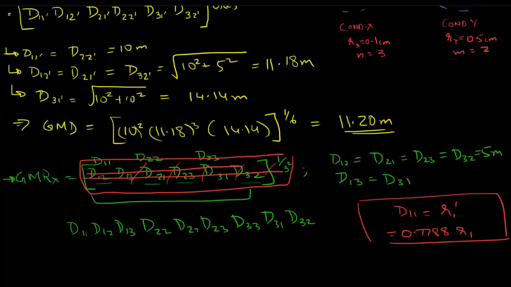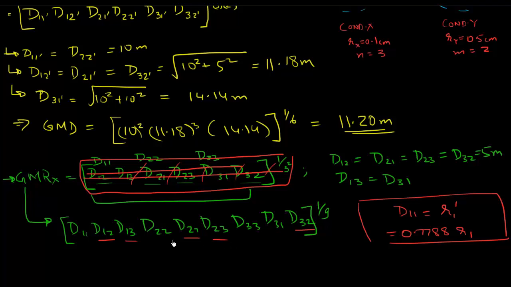So GMR is nothing but a product of all of these terms raised to the power 1 by 9, and now you have 9 terms in here. Okay, so coming back now, you've accounted for d1 of 2, d2 of 1, d2 of 3, and d3 of 2. They're all 5 meters.